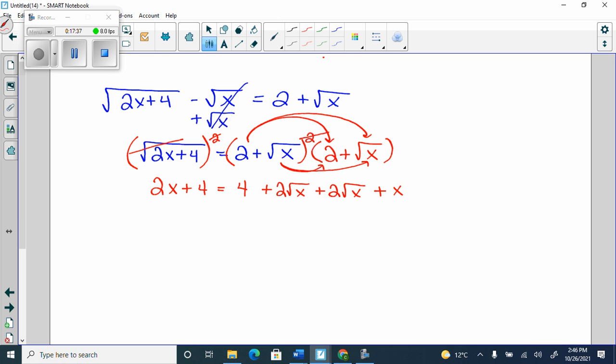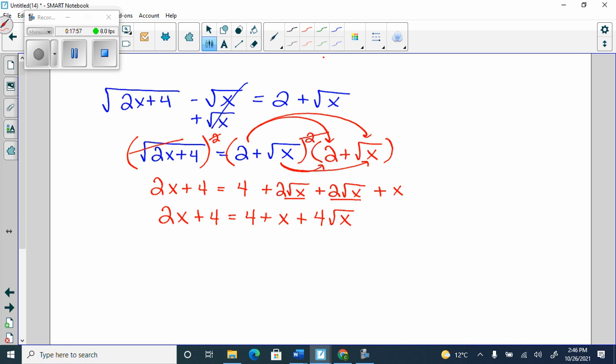I'm going to collect like terms. 2x plus 4 equals 4 plus x plus 2 root x plus 2 root x is 4 root x. Now I have a single radical. Now I use all the rules from yesterday. When I have a single radical, what do I need to do?